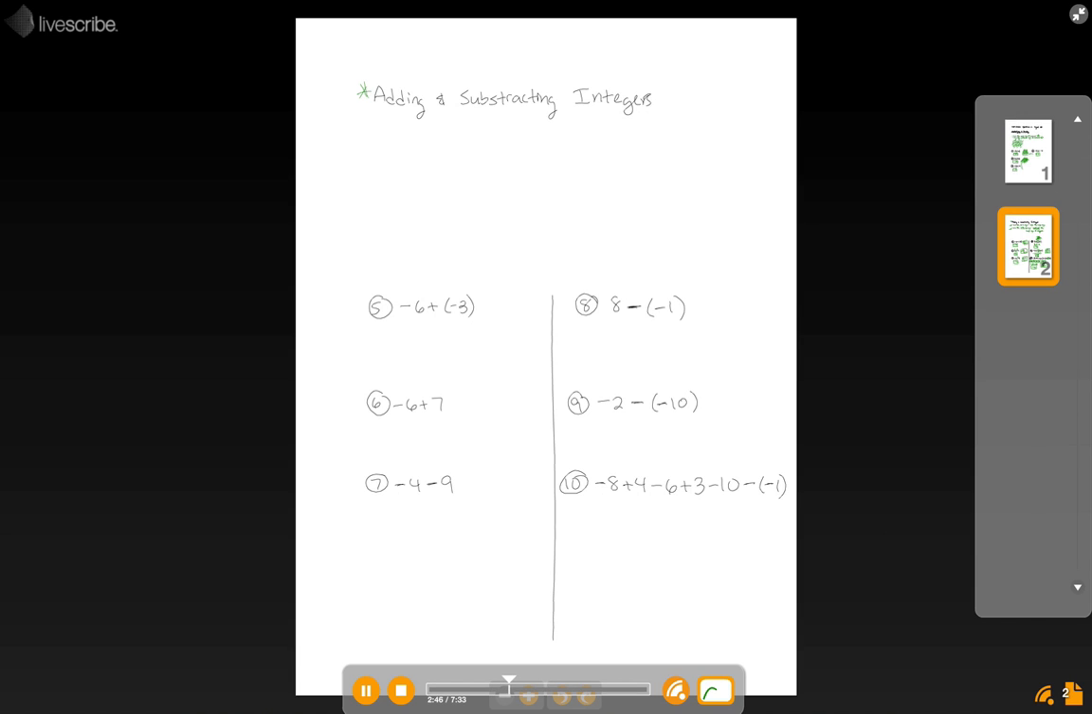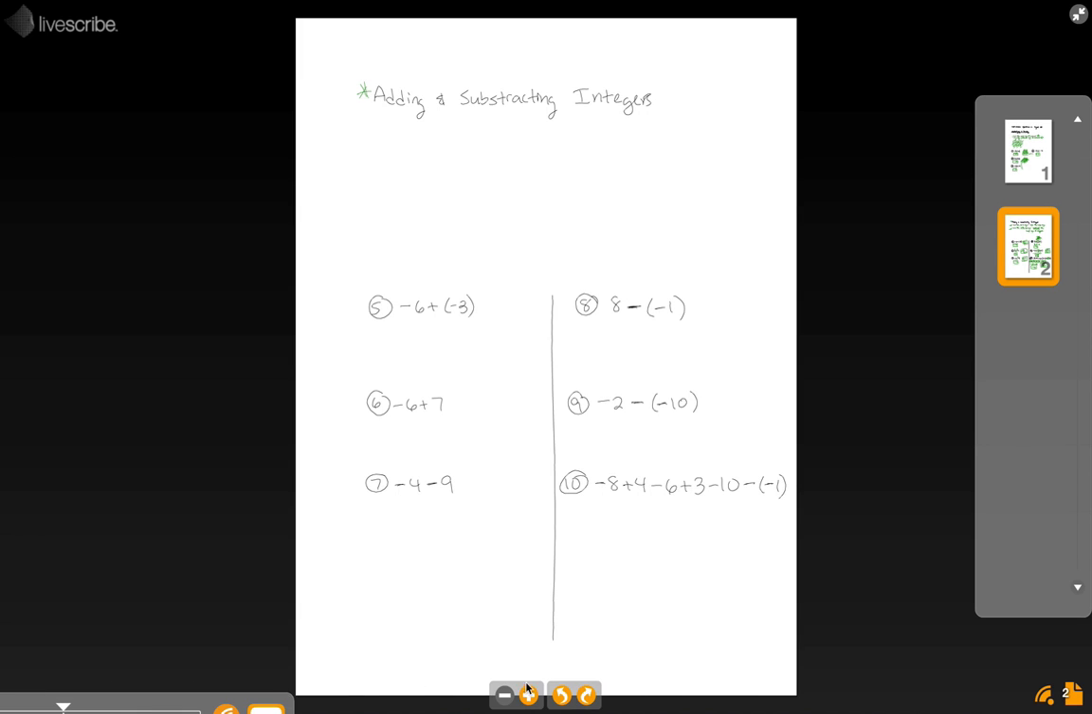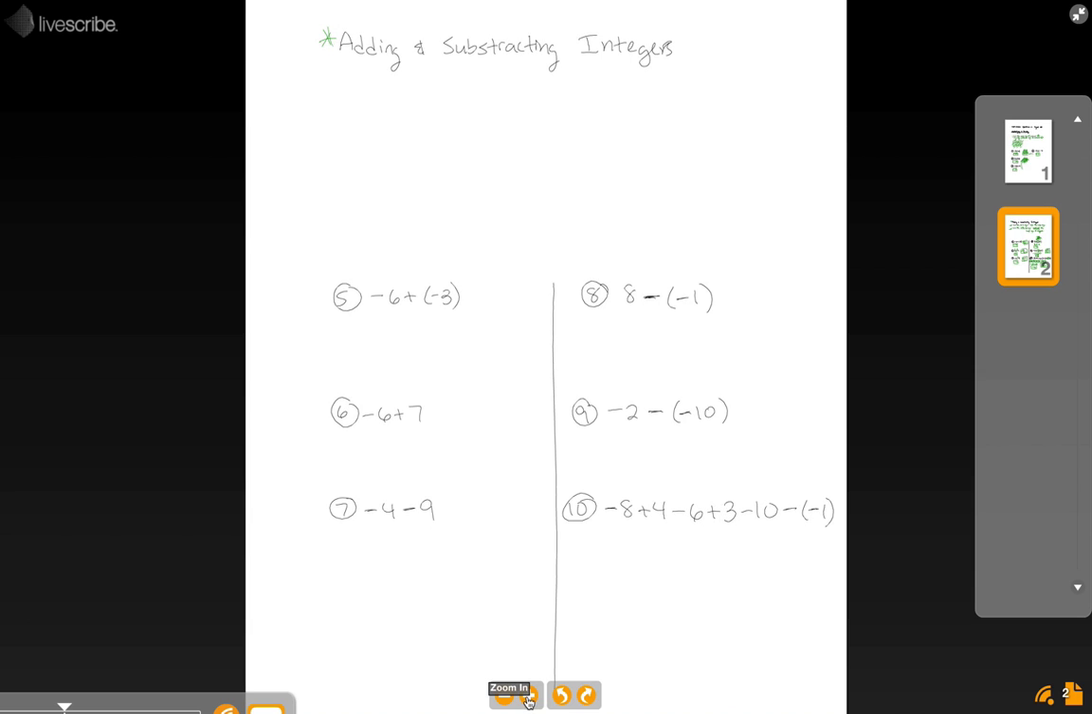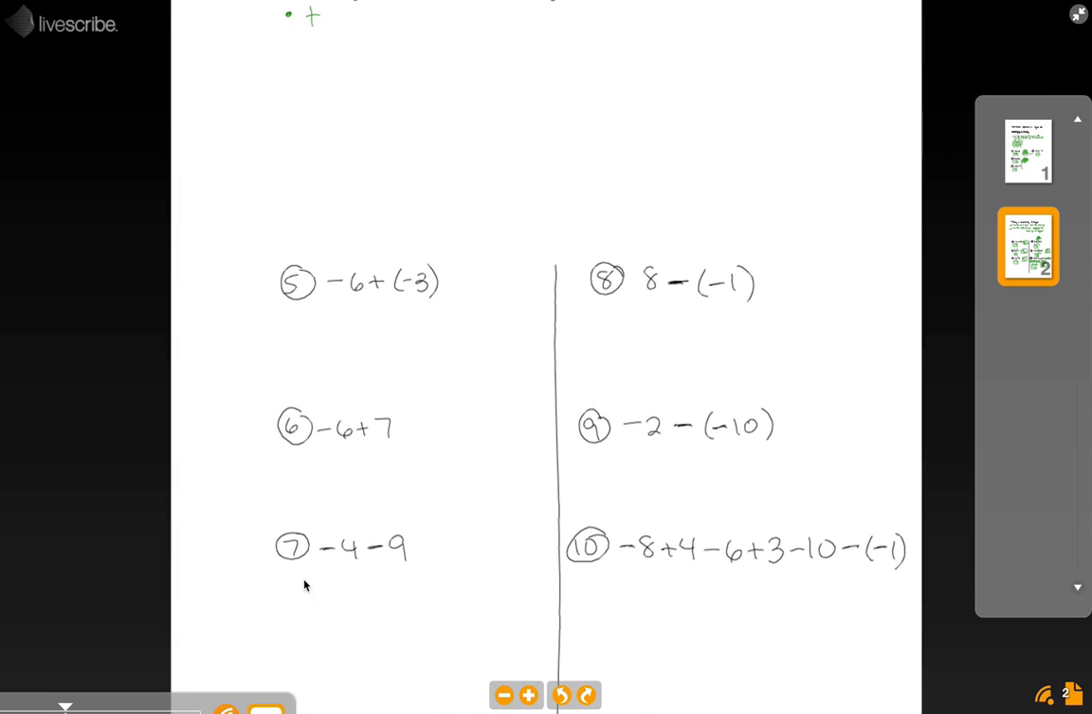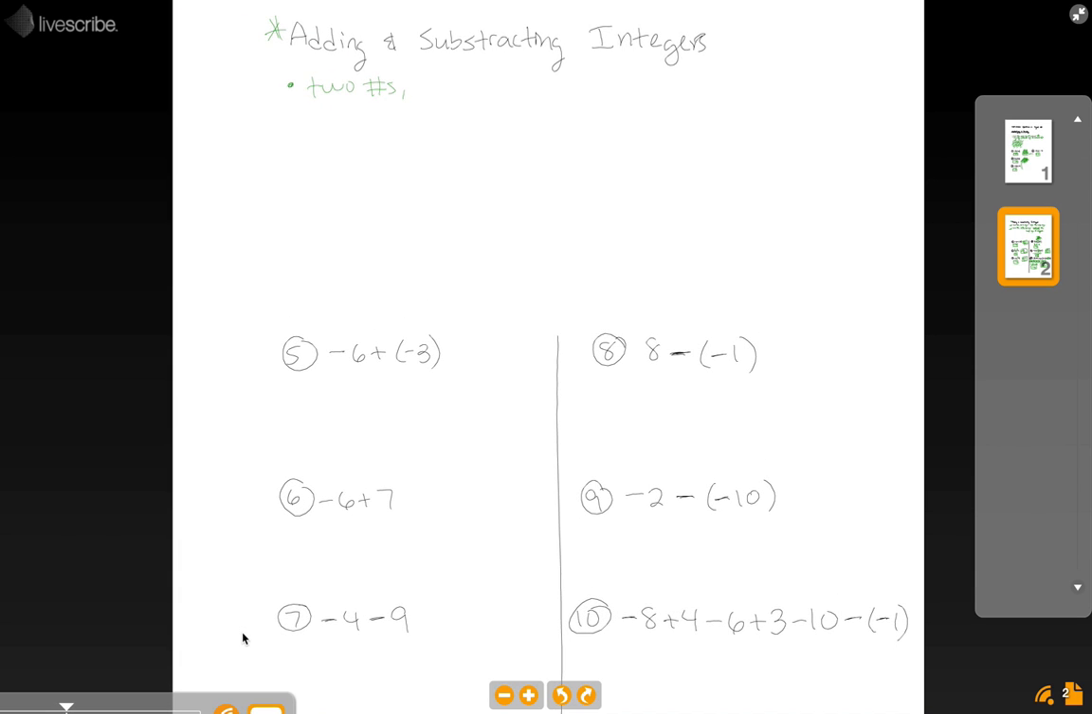A look at just how to add and subtract integers, which is a little bit different than multiplying and dividing, so don't confuse them. Basically the same type of thing we had before. We're going to look at what happens when the two numbers have the same sign. When I'm adding two numbers with the same sign, I'm going to add the numbers and keep the sign the same.